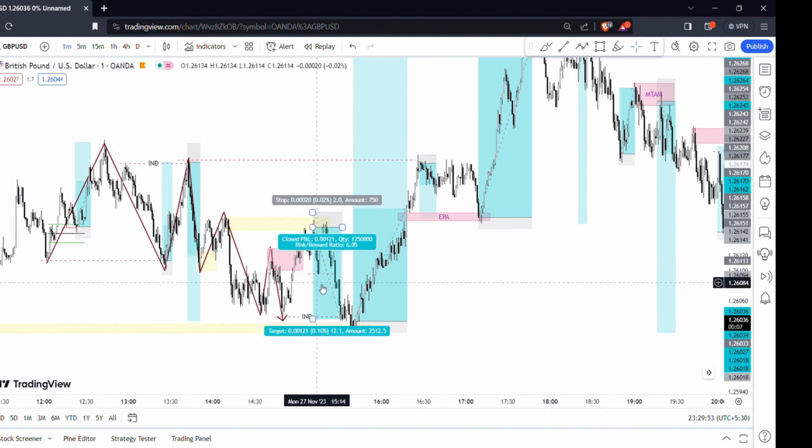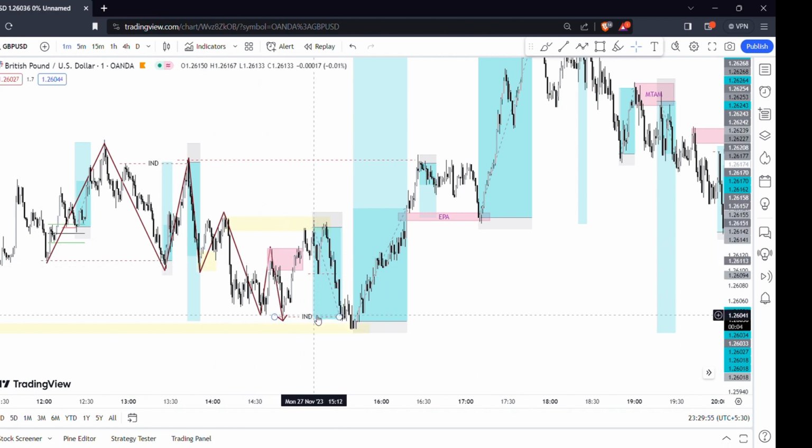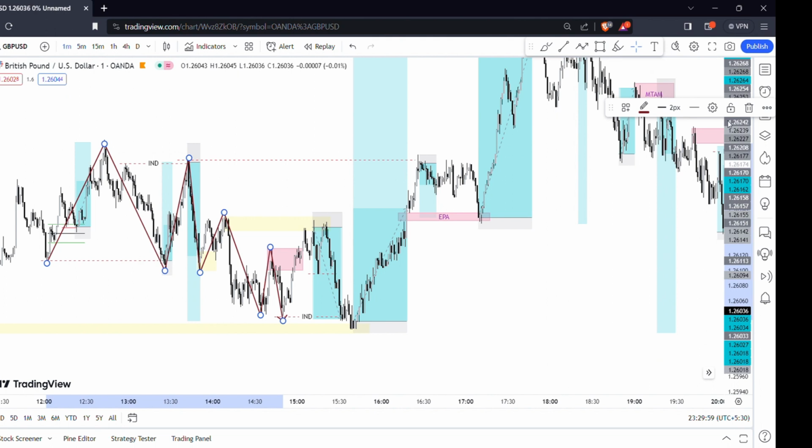But I don't sell here. I sell after the liquidity. All the liquidity is taken out, right? Because that is the structural liquidity.